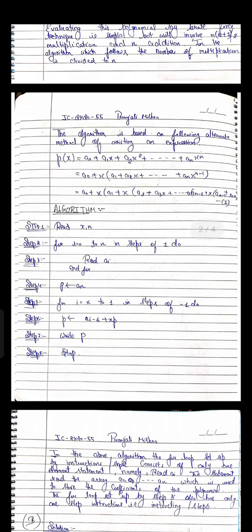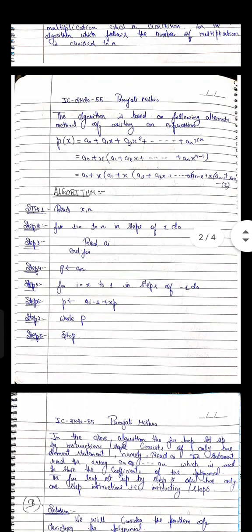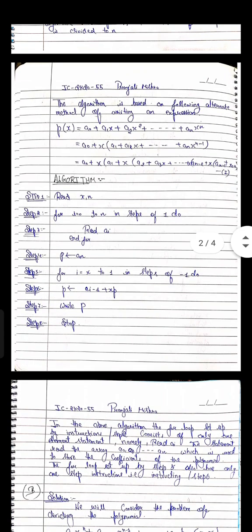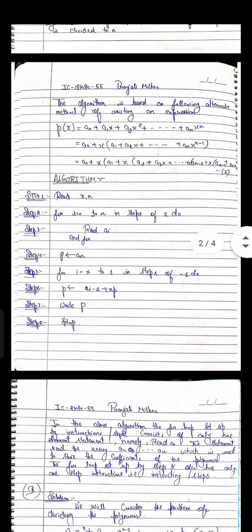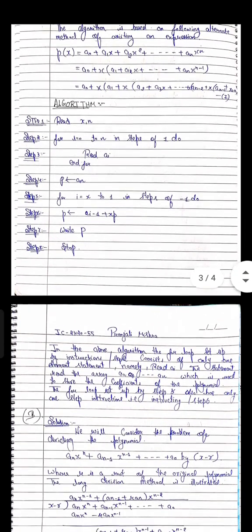P of x can be written in 3 different ways. First, we're gonna write it in a simple way that is given in the equation. Second, we're gonna take x common and write all a1 plus a2 term together. We're gonna take again x common and write all these equations in the form of a2 and a3. Let's come to the algorithm.